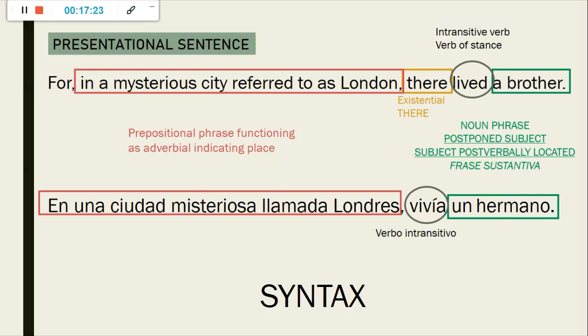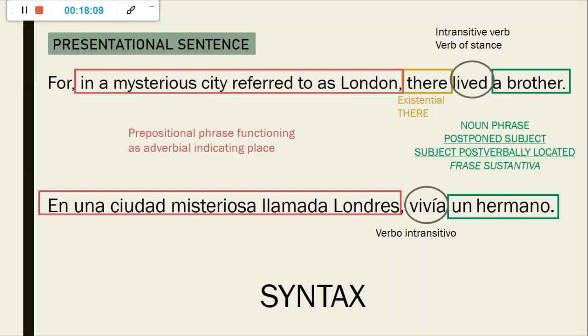We will see that in this case, we can also speak of a more basic counterpart of the sentence, meaning that, as I have said, we can get rid of this expletive pronoun. So instead of having, in a mysterious city referred to as London, there lived a brother, we can have the sentence, for example, a brother lived in a mysterious city referred to as London. So that's why we can speak of a more basic counterpart.